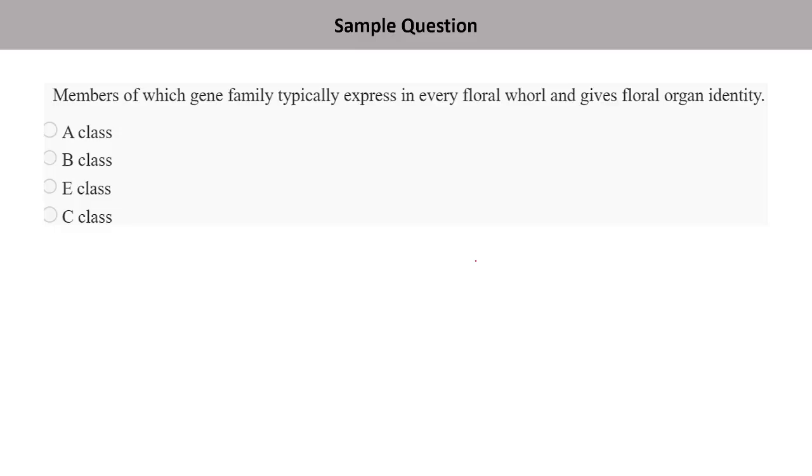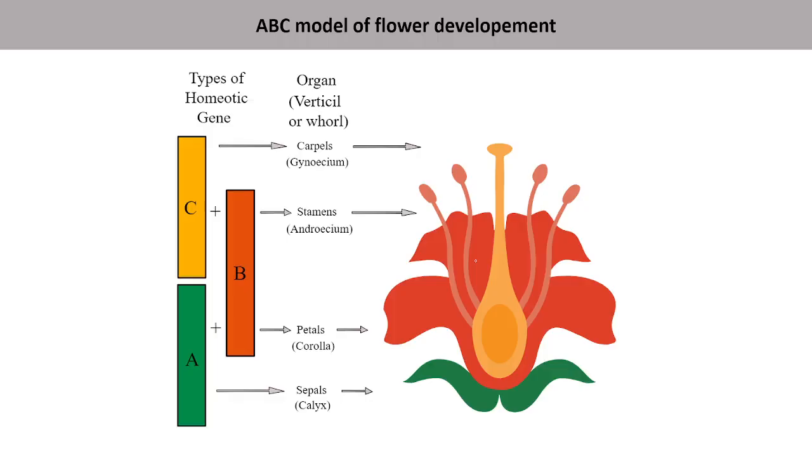Okay, so let's understand this question. To understand the class of genes which regulate flower development, we'll have to understand the ABC model of flower development. What the ABC model tells us is that there are basically three genes, let's call them A, B and C, which are responsible for generating a flower.